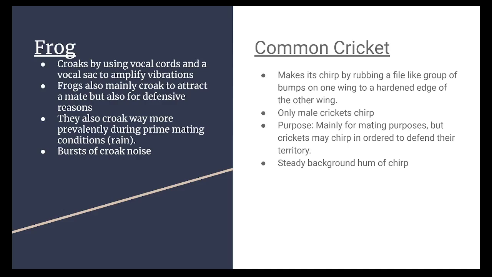Now for the cricket, it makes its chirp by rubbing a file-like group of bumps on one wing onto its other wing, which has a hardened edge, which makes that chirping sound. But only male crickets chirp. And again, that's mainly for mating purposes. But crickets, they're kind of like frogs. They also chirp in order to defend their territory. And their chirp is a steady background hum. So not bursts of chirps, but kind of one continuous chirp with loud, quiet chirps in between.